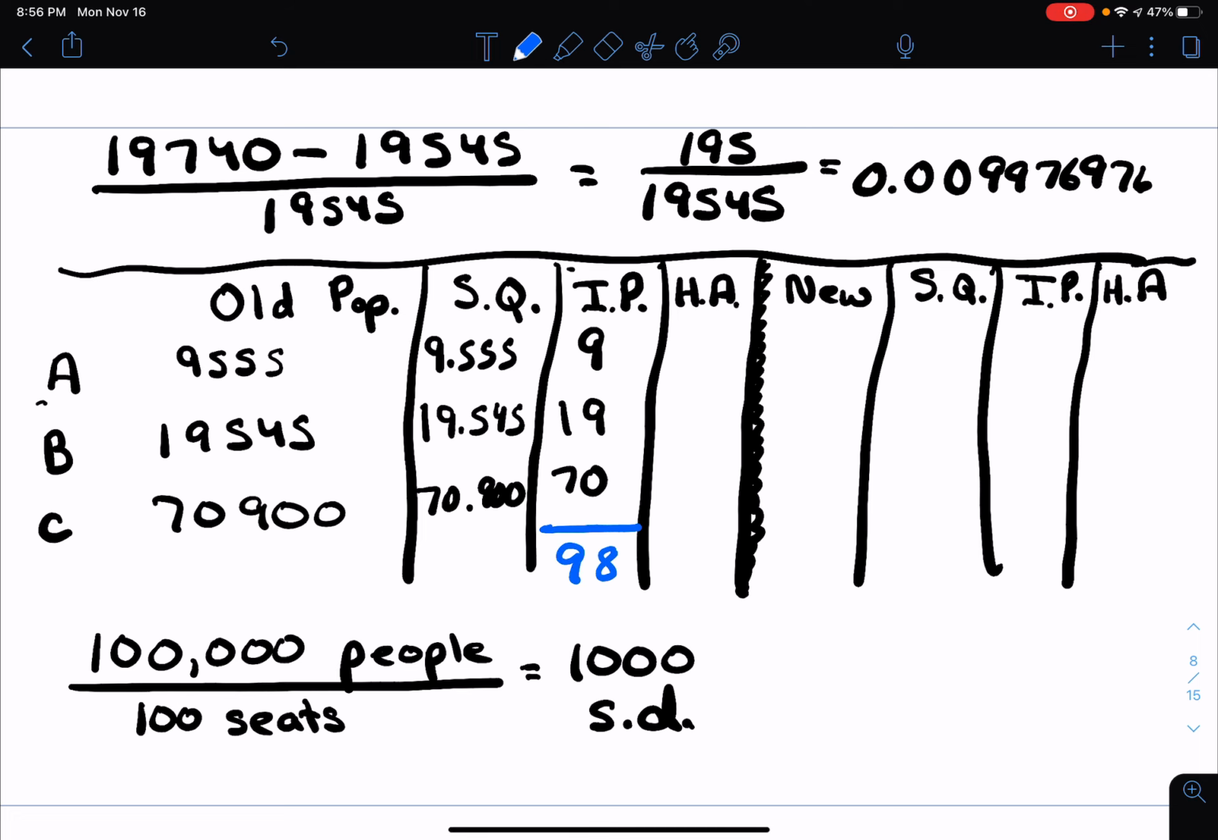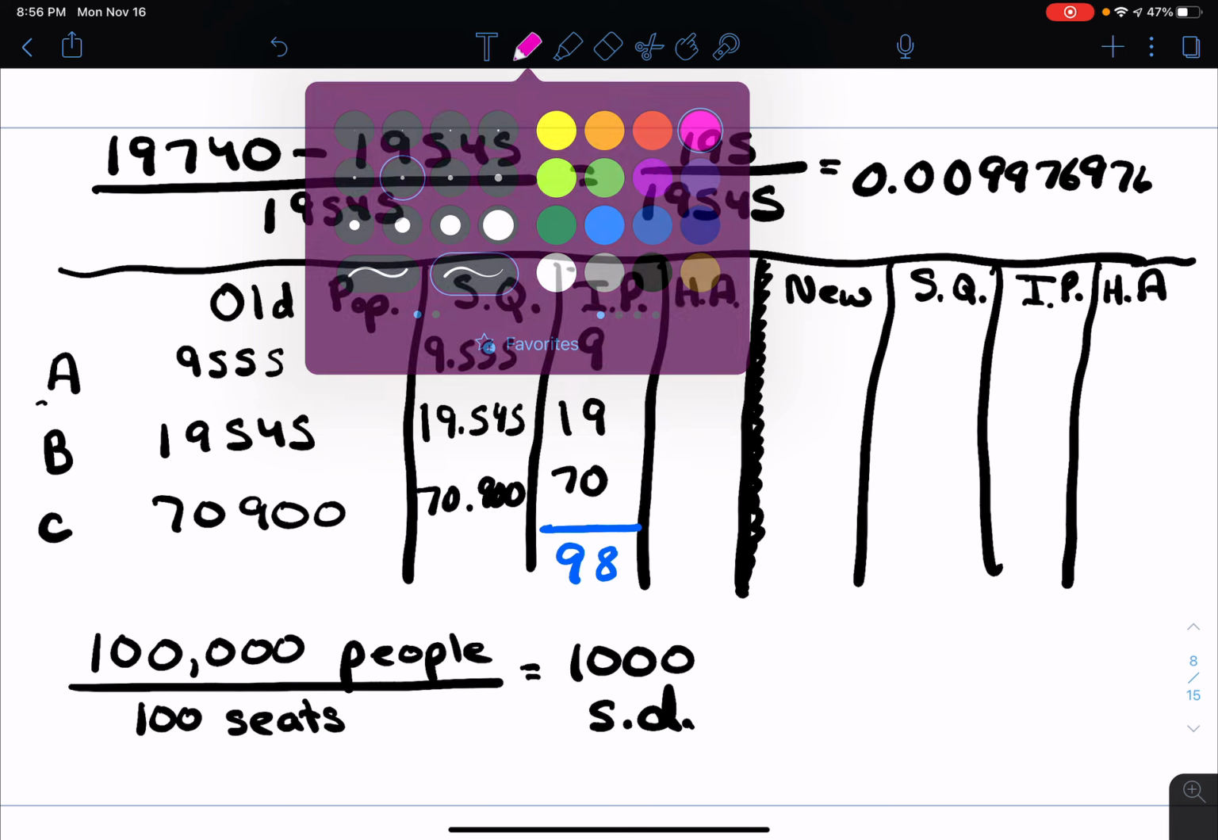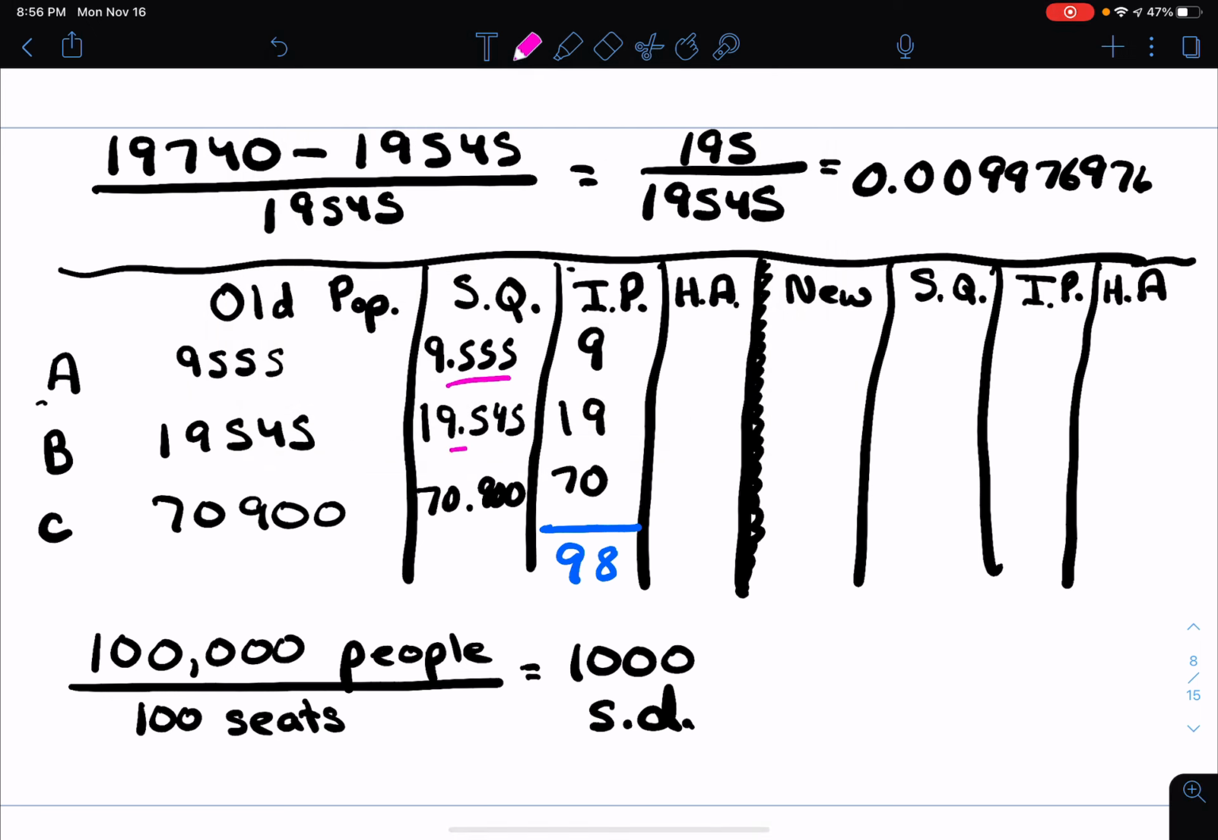So we have 2 seats to hand out. We have to look at those decimal parts to decide who gets them. And it looks like states A and C get those extras. Okay. So your Hamilton apportionment there ends up being 10, 19, and 71. So that's going to be important to pay attention to later.